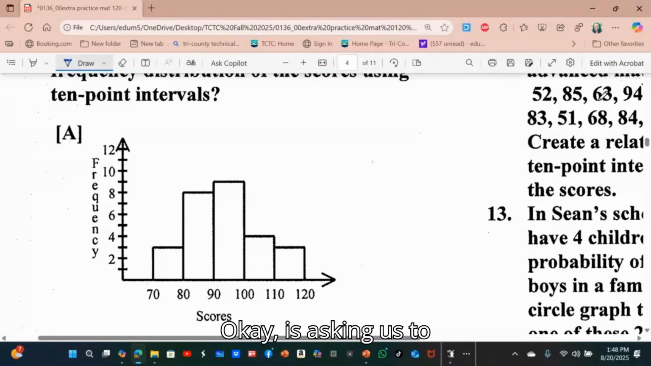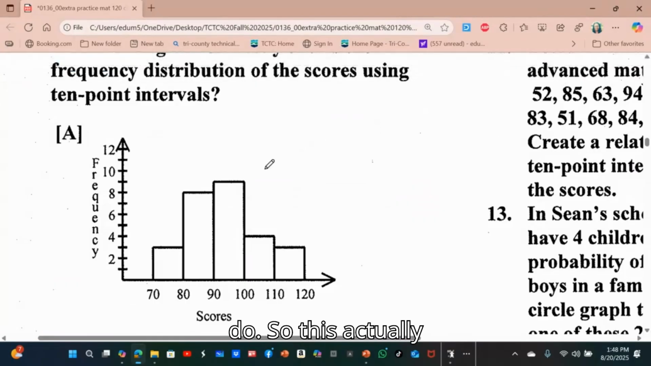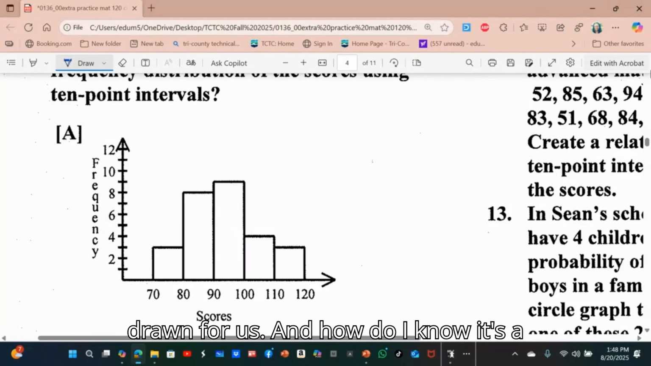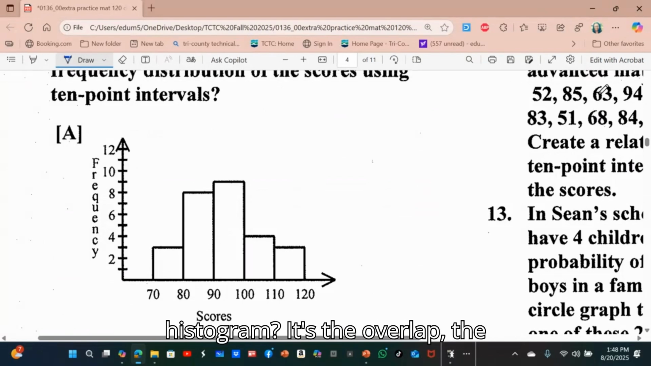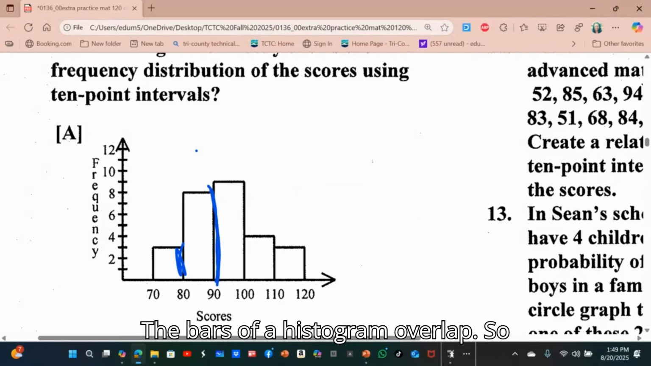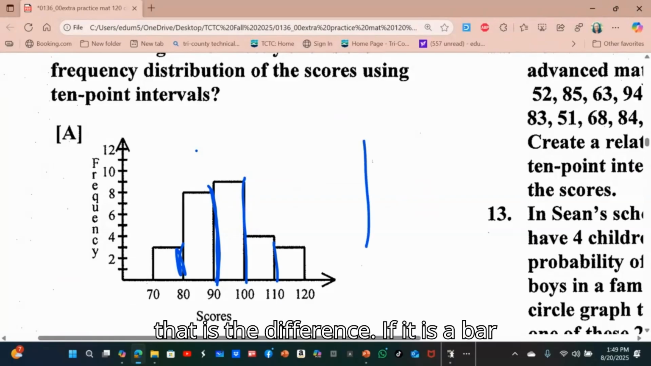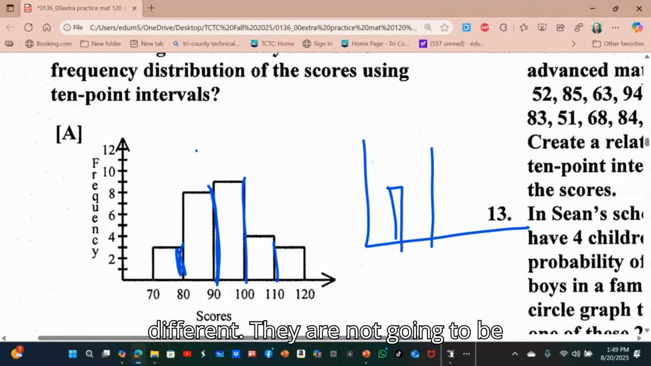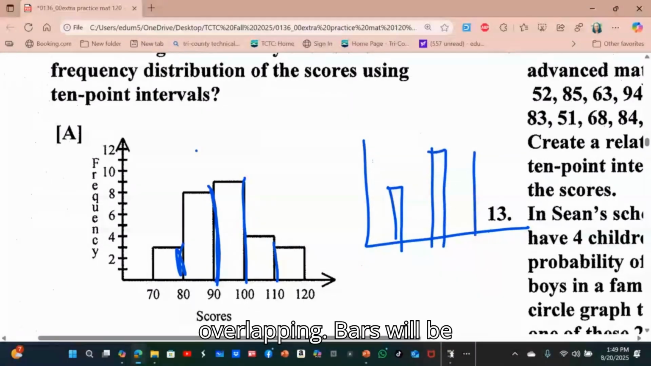Okay, this is what the question is asking us to do. This is actually a histogram drawn for us. And how do I know it's a histogram? The bars of a histogram overlap. That is the difference. If it is a bar graph, the bars will be different. They are not going to be overlapping.